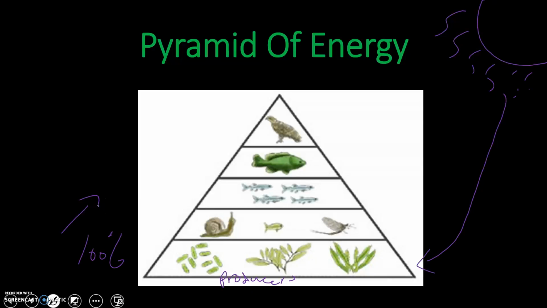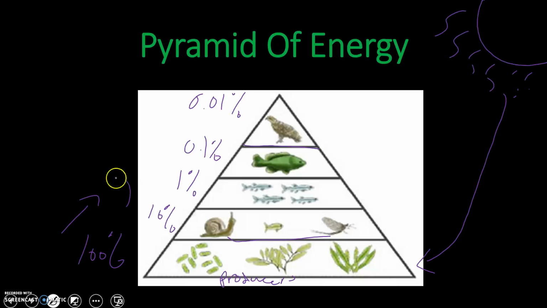Only about 10% of that energy is going to be available at the next trophic level. So when we go to the primary consumers, or the first level that has to eat something, there's only about 10% of that energy that transfers upward. Now when we go to our secondary consumers, only 1/10 of that transfers upward. And that gives us 1%. The tertiary consumer would give us 0.1% of that energy. And quaternary, or the fourth level consumer, would give us 0.01% of that energy.